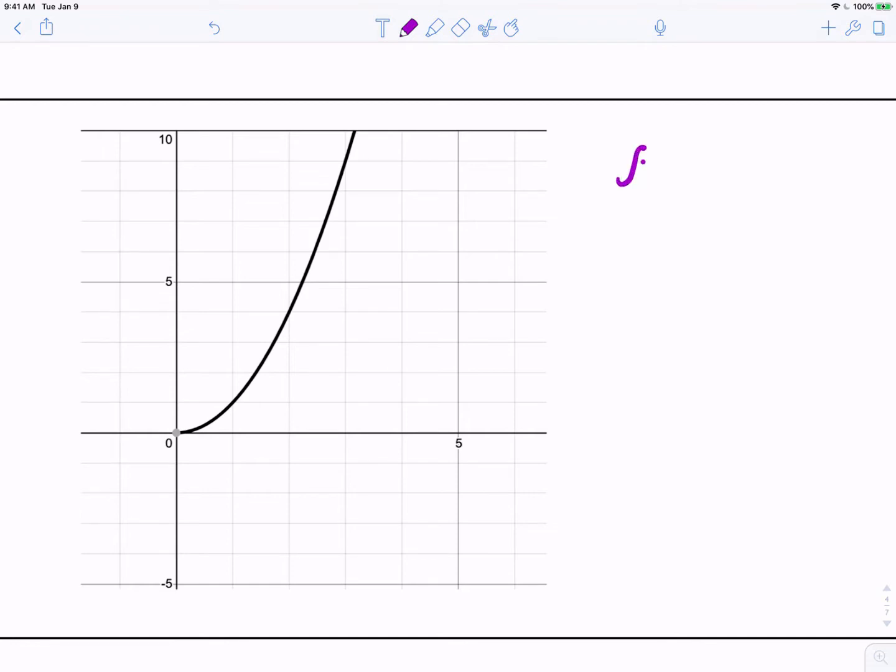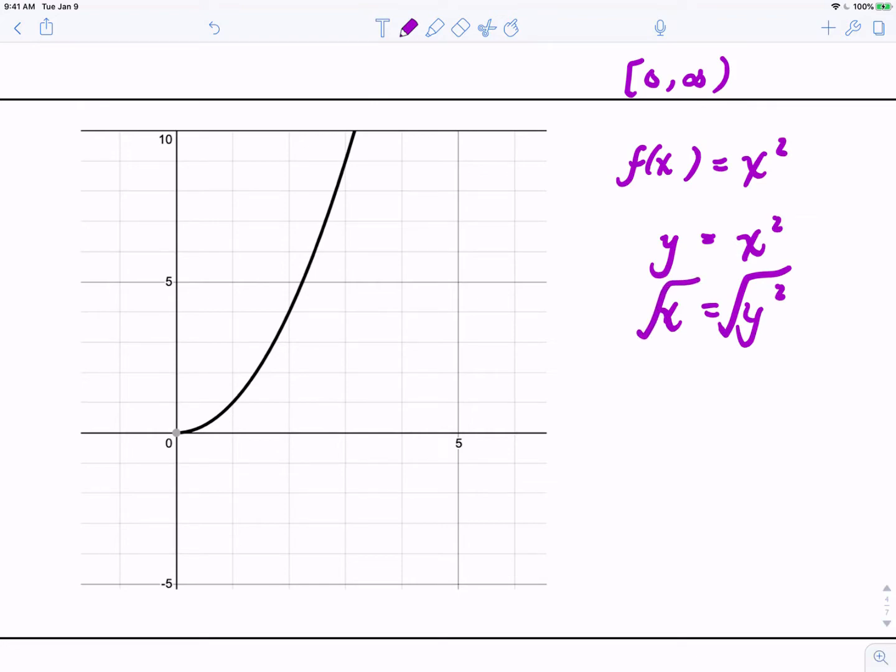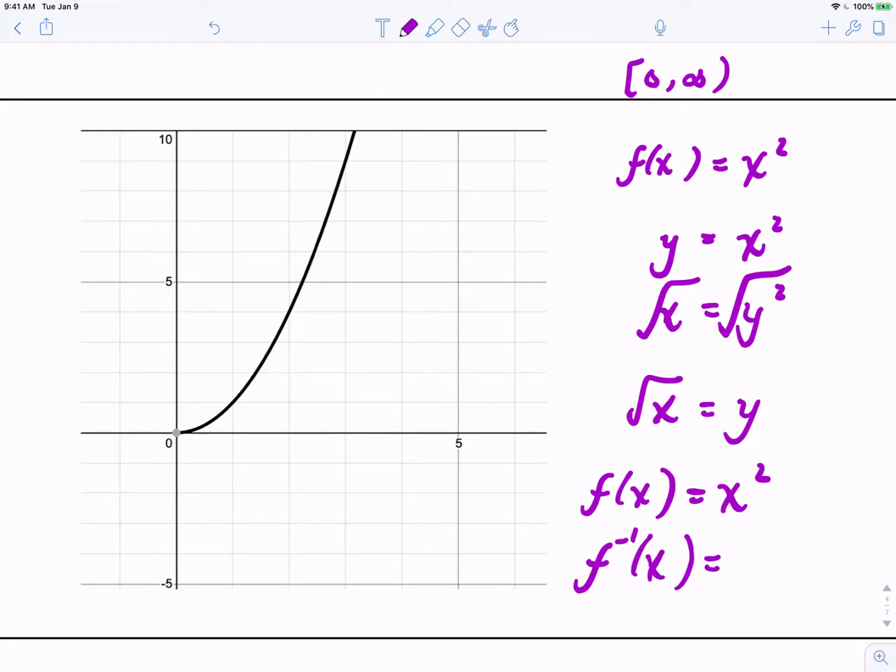So if we restrict the graph of f of x equals x squared to the interval from 0 to infinity, then we can make the inverse. And how would we do that? Just like before, we would go to y notation. We are going to switch x and y, and now we're going to solve for y. The opposite of squaring is to square root. So the square root of x is equal to y. It's not surprising that if the function is a squaring function, then its inverse is the square root function.